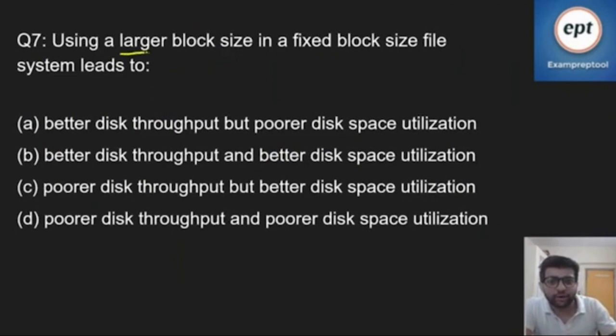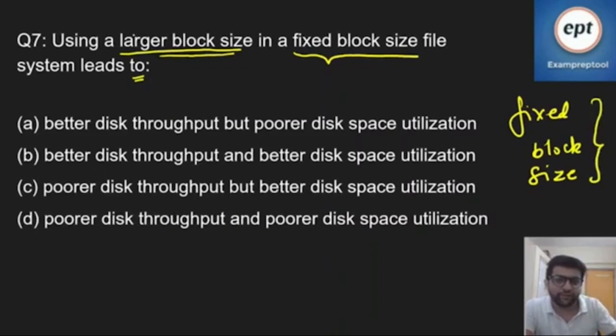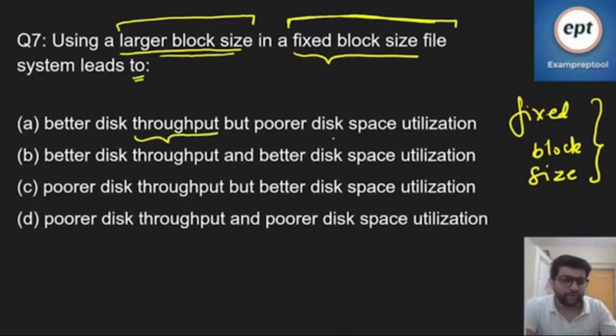Using a larger block size in a fixed block size file system leads to. So we have been given that we are using a fixed block size file system. We have to remember this. So immediately we have to see two keywords: we have been given larger block size, and also fixed block size file system, right? We have been asked what will be the effect on the throughput and what will be the effect on the disk space utilization, right?